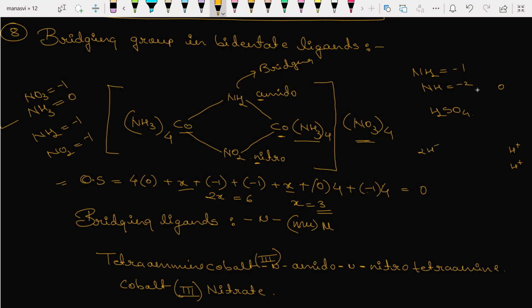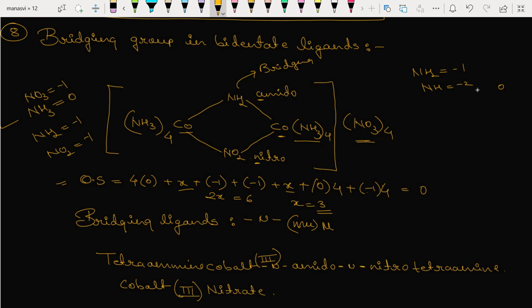separate as 2H positive and SO4 di-negative. That means the charge present on SO4 is going to be minus 2. This is how you calculate charges if you don't know them. Okay. So NH2 is amido and the charge present on it is minus 1.